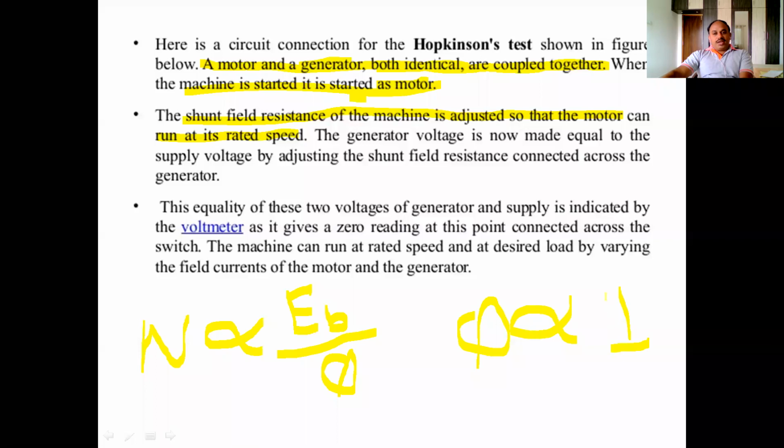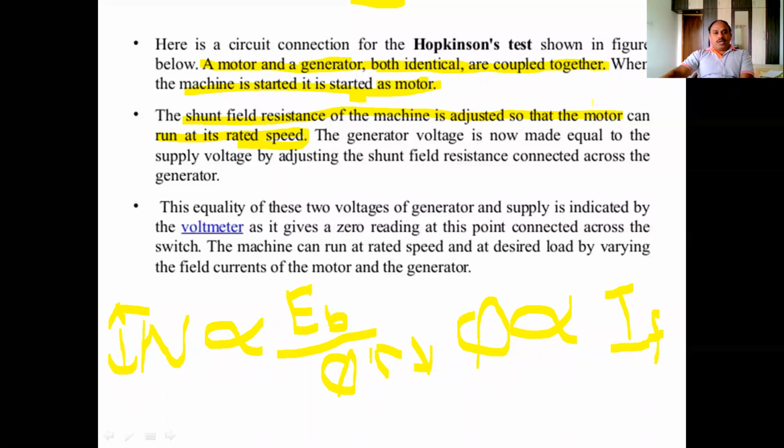If you vary the field current, flux varies. Flux varies means speed also varies. If flux increases, speed decreases. If flux decreases, speed increases. In that manner, the speed of the motor is varied. So the speed of the motor is adjusted to rated speed. Remember, rated speed.